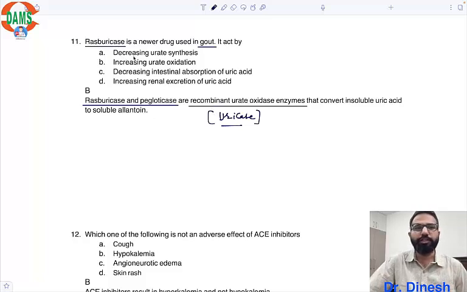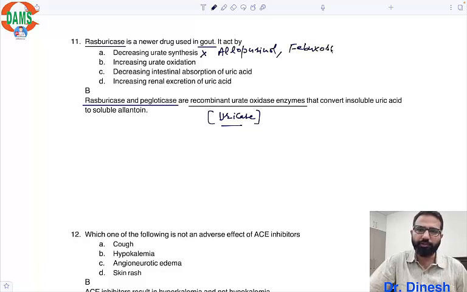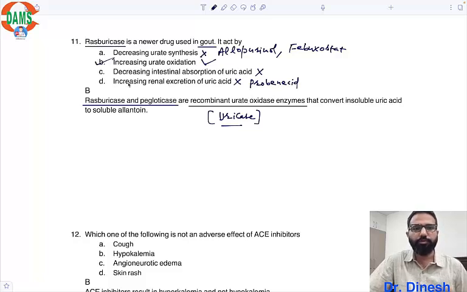This is the new drug. So, it decreases urate synthesis? No, that is allopurinol, febuxostat. Increases urate oxidation? Yes, it is increasing urate oxidation because it is the uricase enzyme. Decreases intestinal absorption, increases renal excretion? No, these are uricosuric drugs like probenecid. So B is the correct answer, because rasburicase and pegloticase increase uric acid oxidation. Increasing urate oxidation is correct.